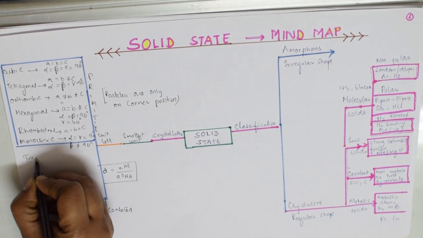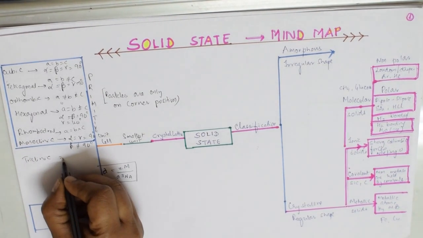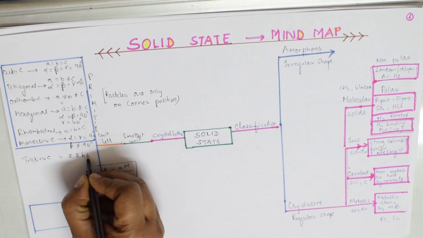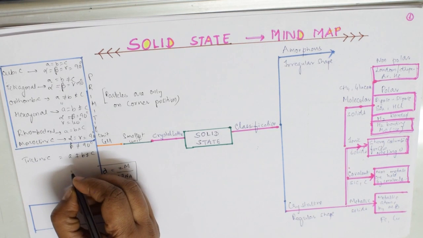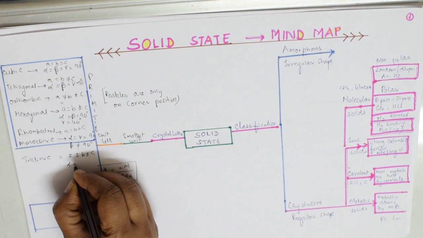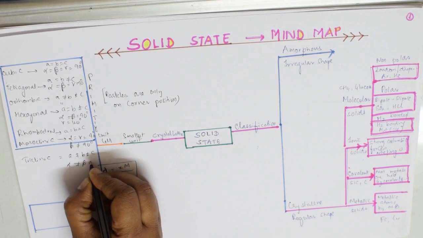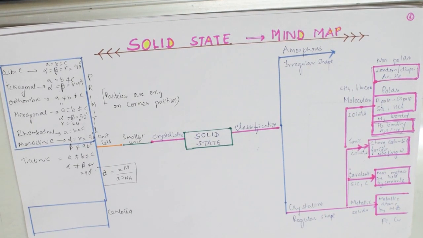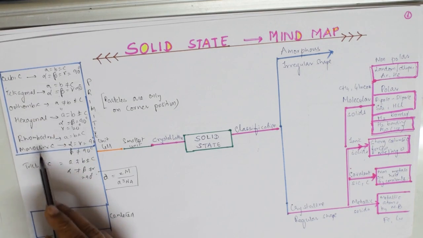Last is the triclinic. In triclinic, examples are potassium chromate and boric acid. Here A is not equal to B is not equal to C, and alpha is not equal to beta, which is not equal to gamma, which is not equal to 90 degrees. So these are the 7 Bravais systems which we have. The edge lengths are given, and the angles between the edges, alpha, beta and gamma, are also given. So 1, 2, 3, 4, 5, 6, 7.